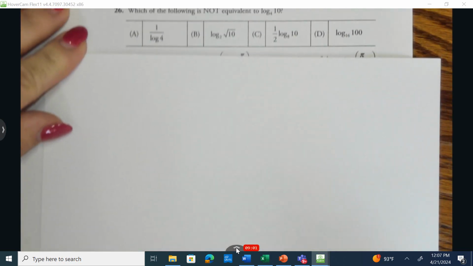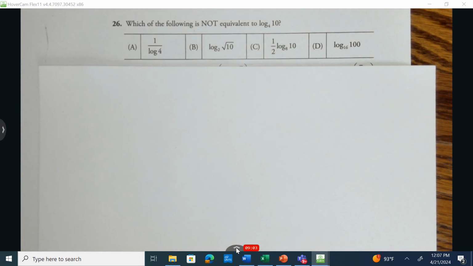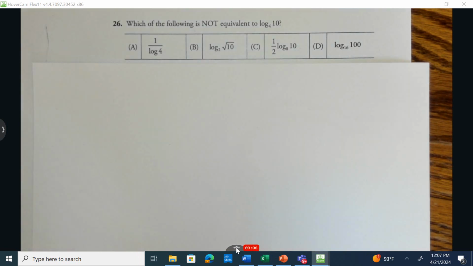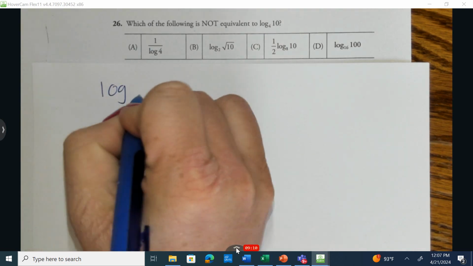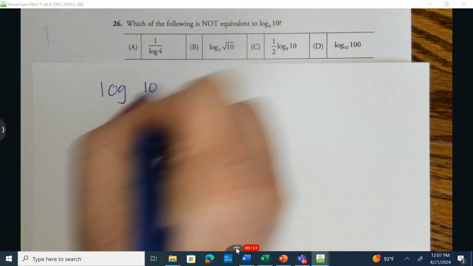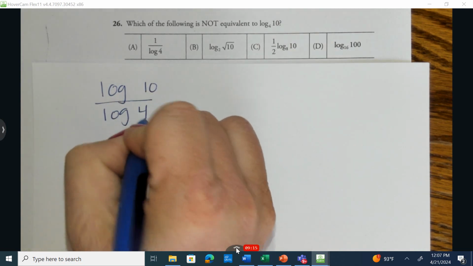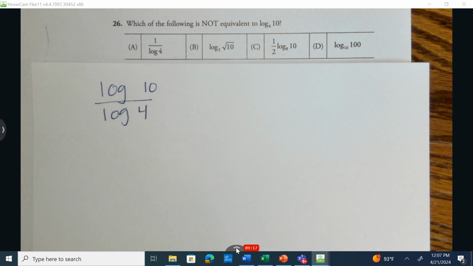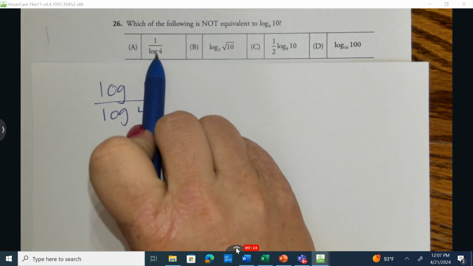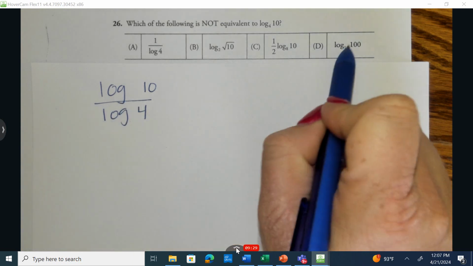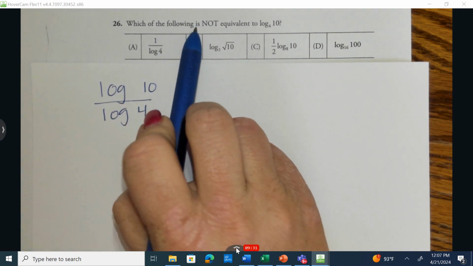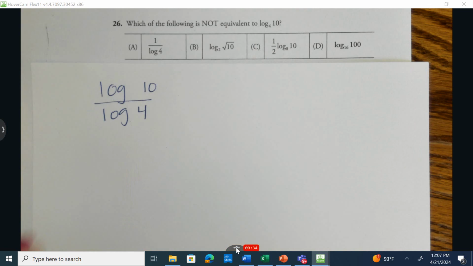Problem number 26. Which of the following is not equivalent to log base 4 of 10? Well, let's start by writing it using the change of base formula first. So log of the back number divided by log of the base. Does anyone look exactly like this? Nope, nothing looks exactly like this. But remember, when I don't see a base, it can be any number. Like here, I don't see a base, so they had 10. Here they must have put 2 in. Here they tried 8, and here they tried 16. When it says which of the following is not equivalent, that means 3 will work and 1 will not work.